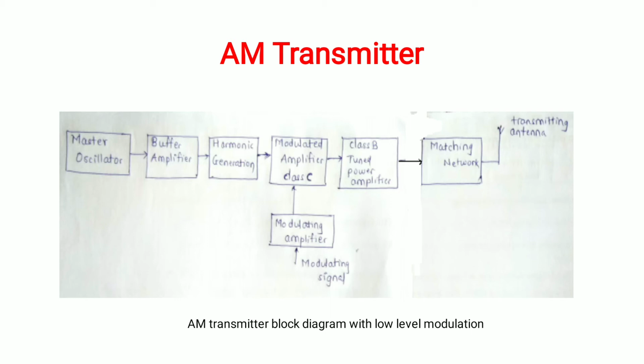But if a class C amplifier is used for power amplification of the signal, it has a main drawback that it is narrowband. So it will not pass the information present in the sidebands. So there is a loss of data, so the output will be distorted. So we can't use a class C amplifier in place of class B. So finally, the efficiency of low level modulation is poor because of that class B power amplifier.